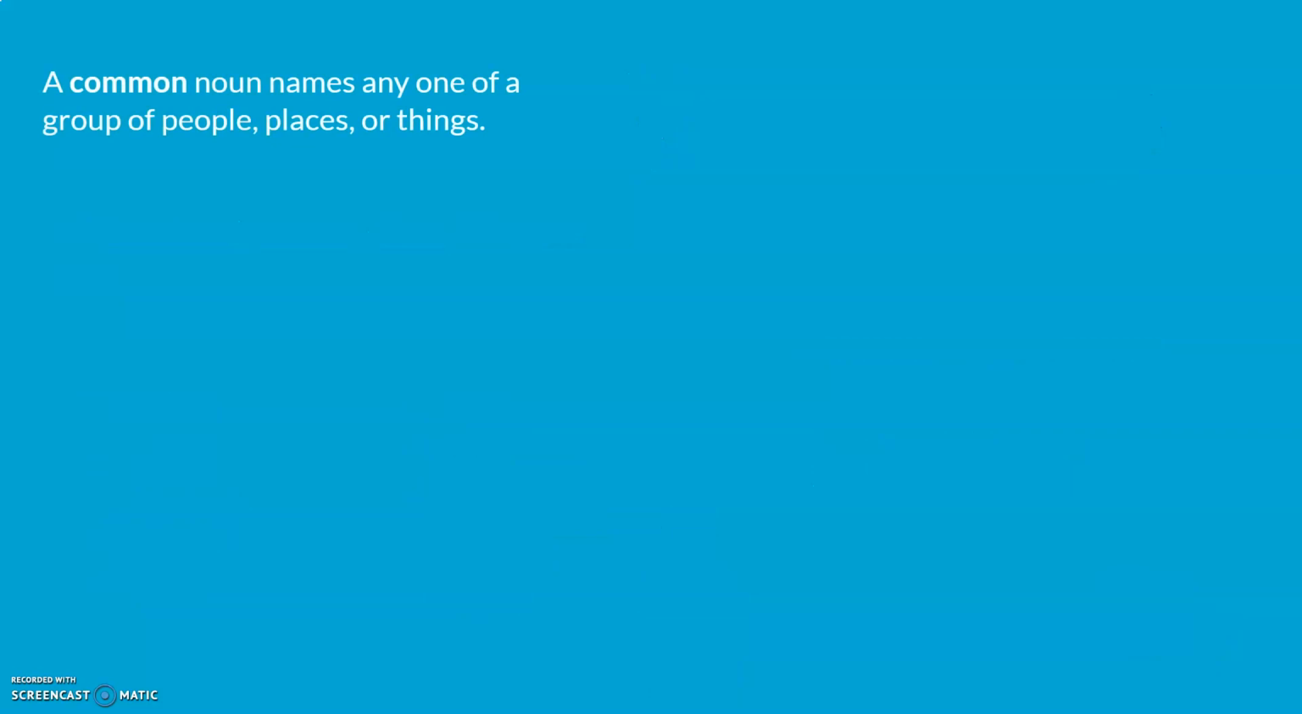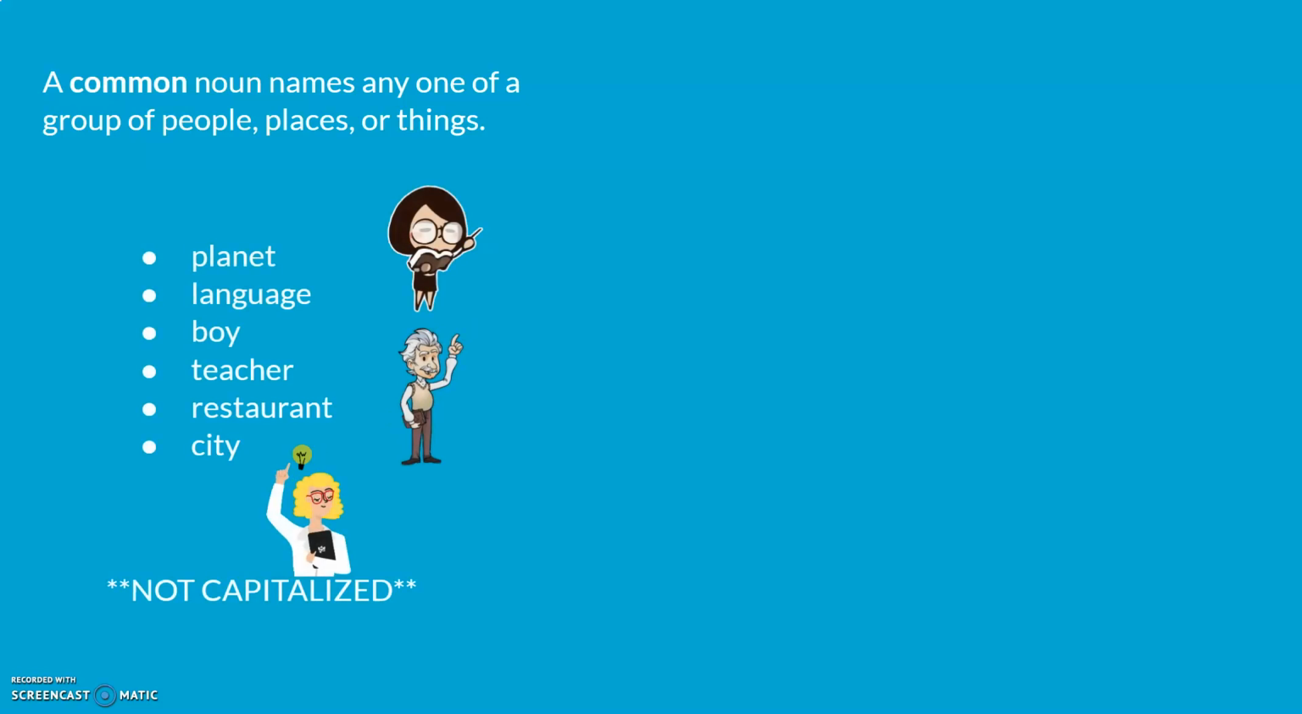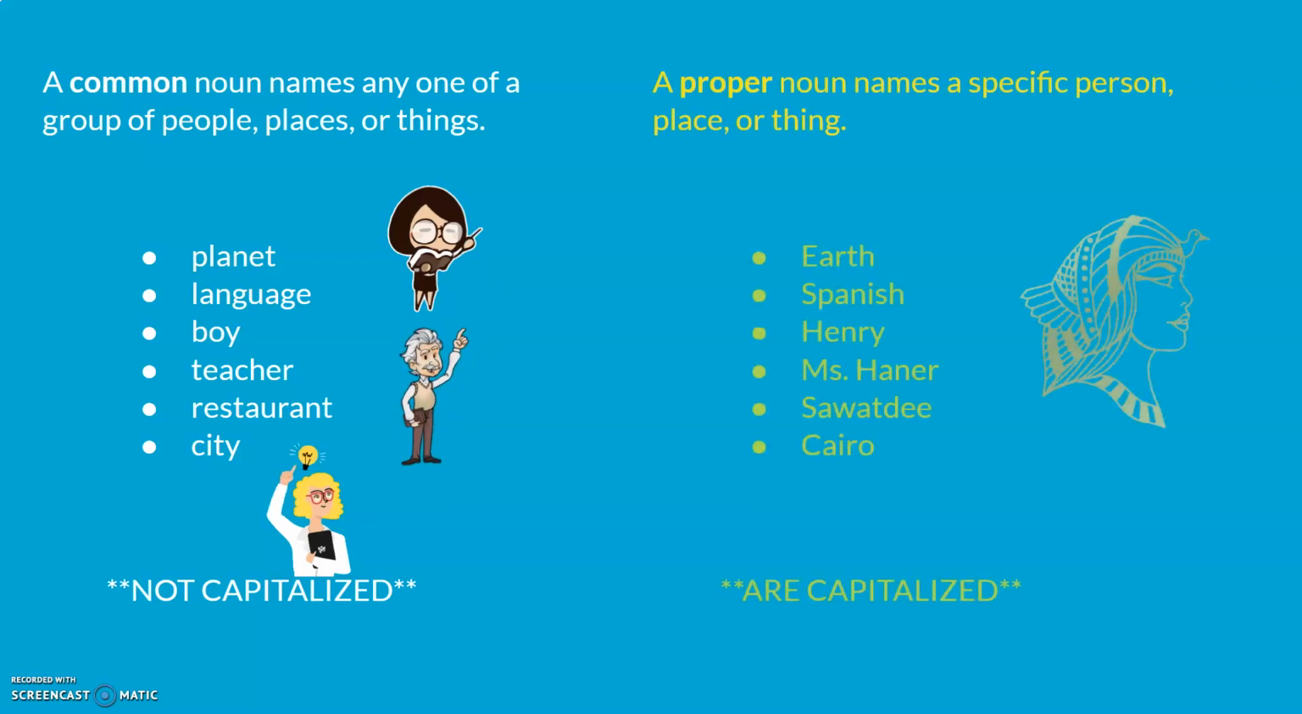So a common noun names any one of a group of people, places, or things. They are not capitalized, and they are general. So that planet, this language, that boy, that teacher, that restaurant, this city. Whereas a proper noun names a specific person, place, or thing and is capitalized. The Earth, Spanish, Henry, Mrs. Hayner, Sawadi, Cairo.